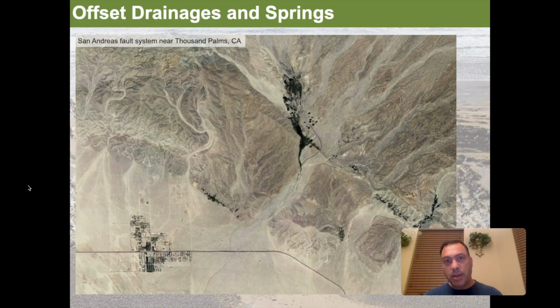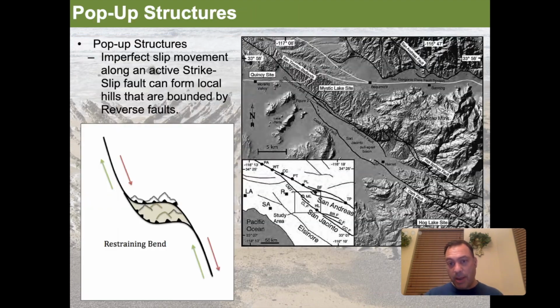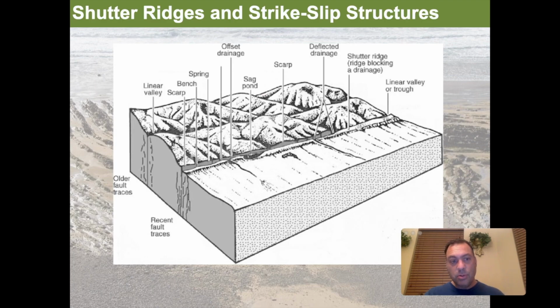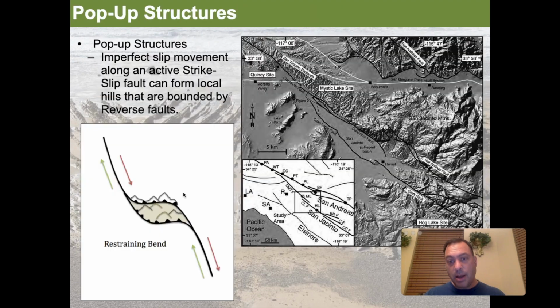Offset drainages and springs. Here we see the San Andreas Fault system moving through Desert Hot Springs, California. This is in the desert. And you got to love the desert images because the plants really stand out. You can see them. So here we see nothing but desert except right here, this lineament right here, this linear valley, that's a part of the San Andreas system. Turns out there's another fault right over here. And so we have, just like we were showing back over here, two fault traces very close by to one another. That's pretty common in these systems.